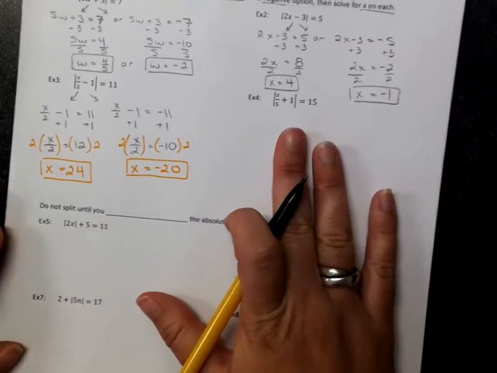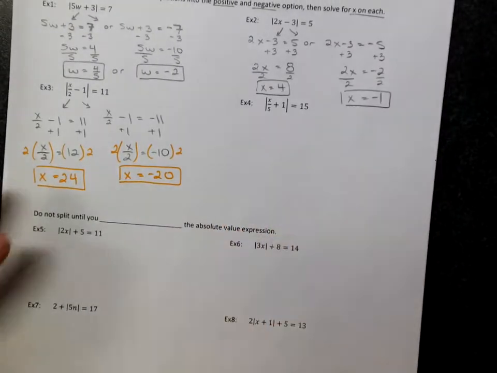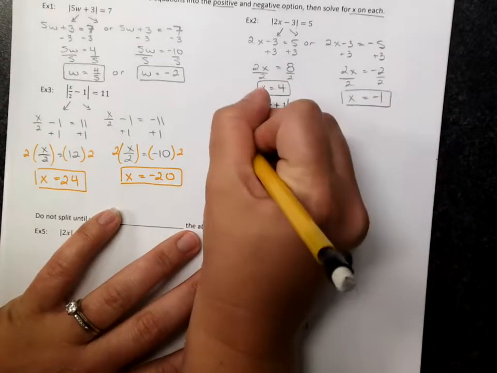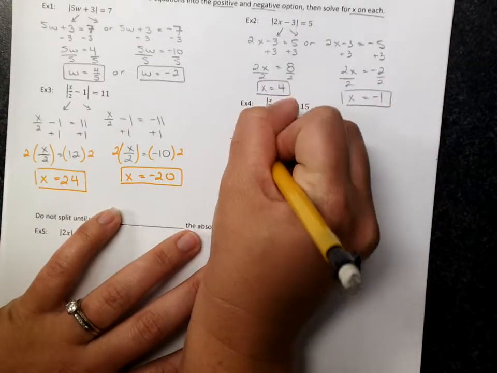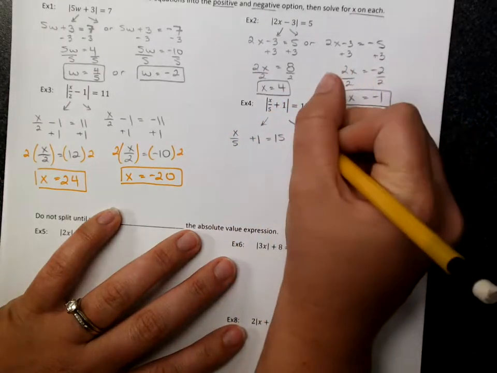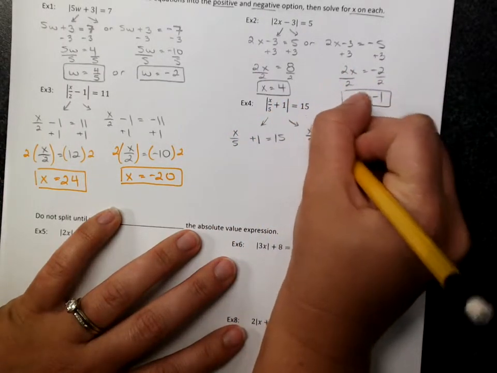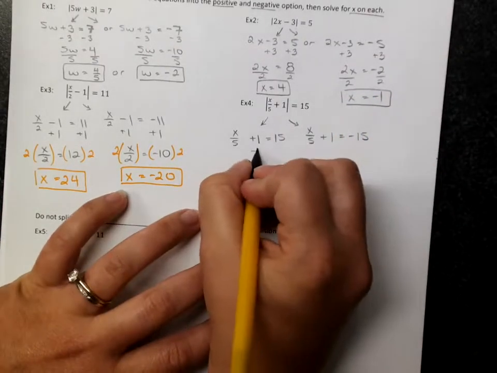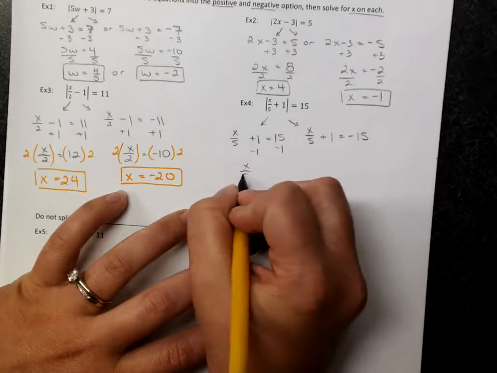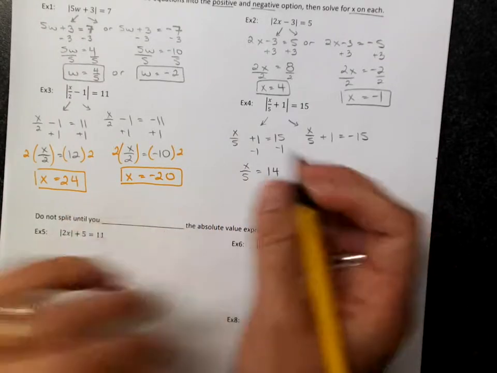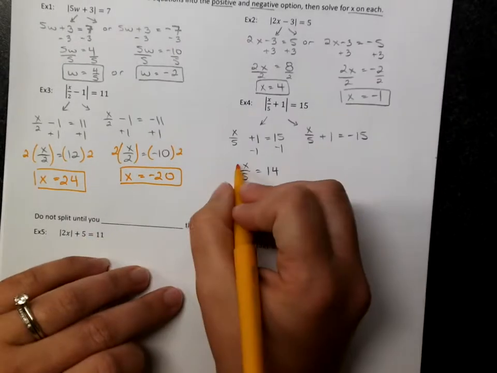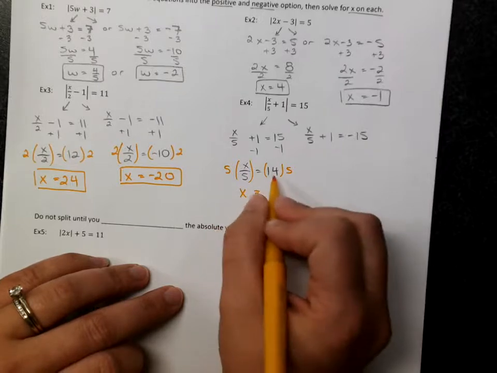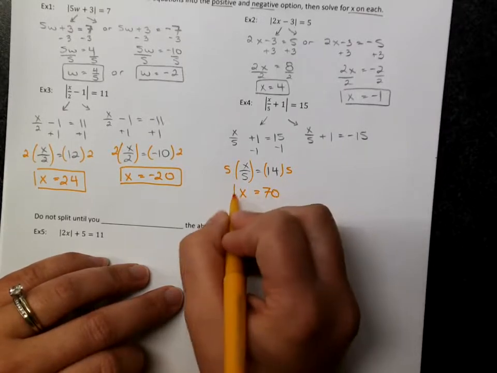If you want to pause the video and try example 4, or you can follow along with me. We're going to split x over 5 plus 1 equals +15, or x over 5 plus 1 equals -15. Again, whatever technique you want to use here. I'm going to move the 1, and then I'm going to multiply by 5, undoing that division. 14 times 5 is 70.